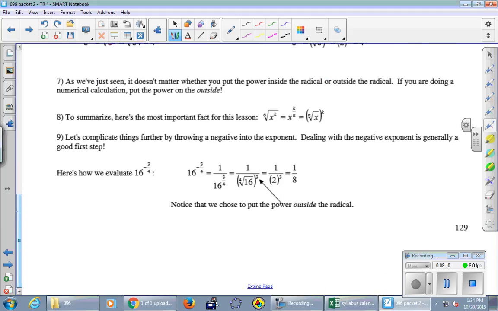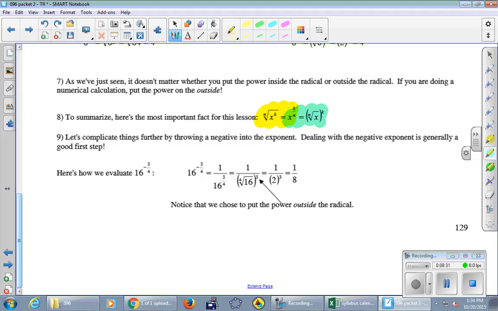Okay, so what we saw up above was that you just put the power on top and the index on the bottom. What we have just seen is that it's also perfectly okay to do that where the power goes at the end of the problem, outside of the whole thing.